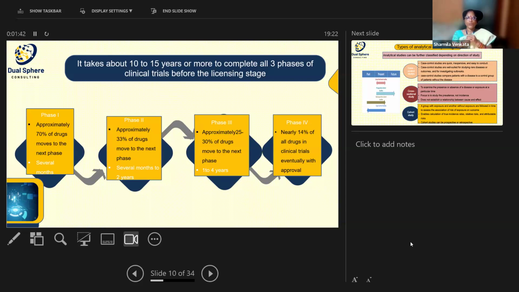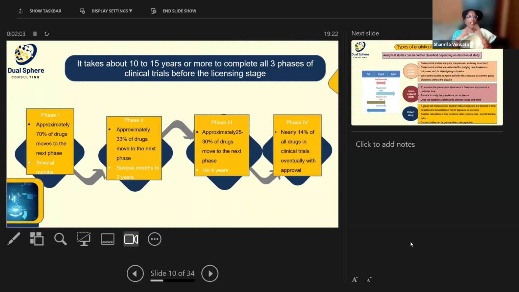In phase 2, a larger group of patients with a disease. So here, what is the goal? Preliminary effectiveness, and continued safety from phase 1. From here, about 33% go to phase 3.